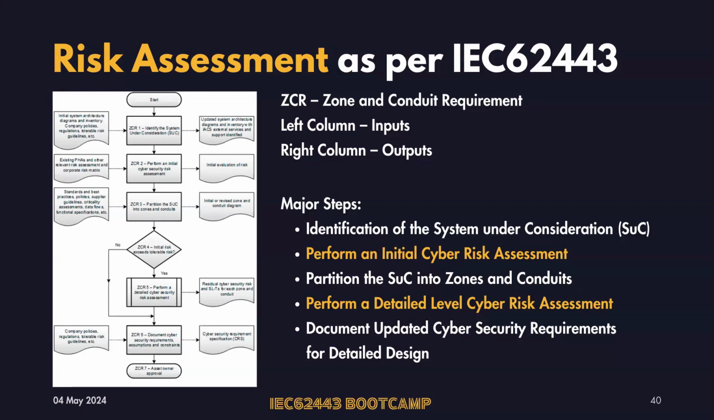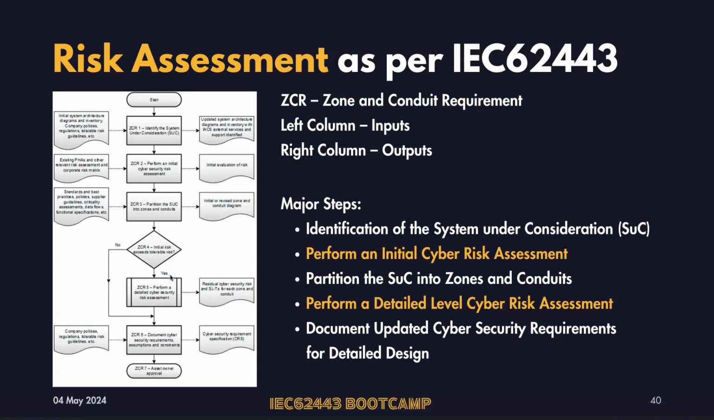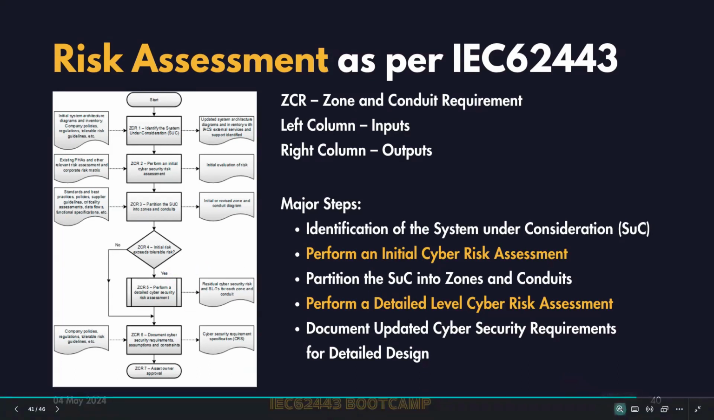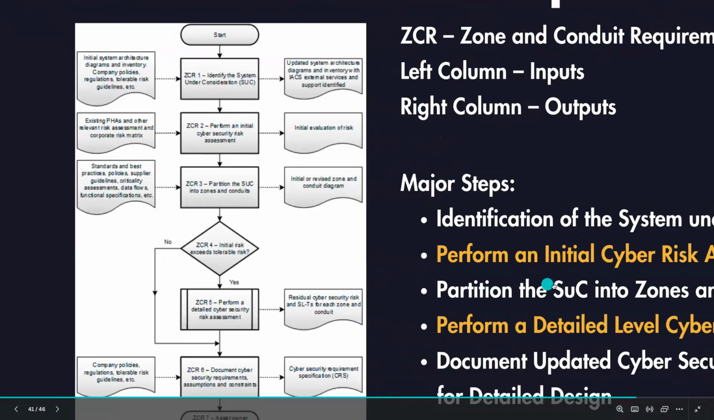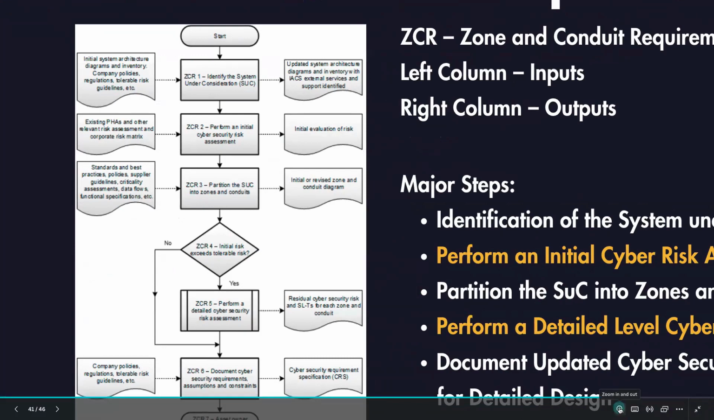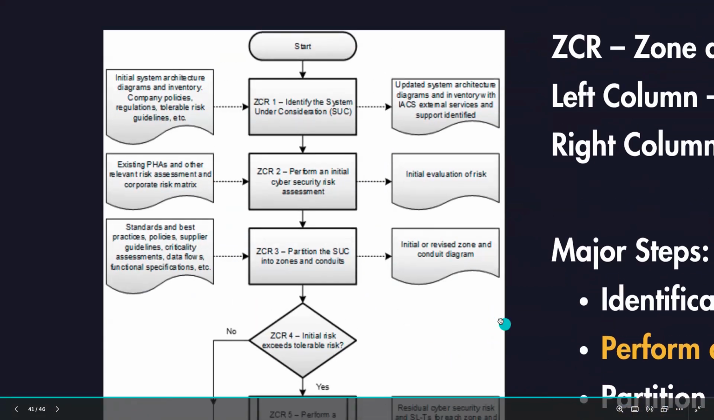So what we have displayed here is the high level risk assessment. Hopefully you all can see, the workflow starts with start and then ZCR1. What is this? ZCR1 is zone and conduit requirement. As Shiv has explained previously, about the zone and conduit diagram, the zone is nothing but a logical grouping of assets which share common security requirements.